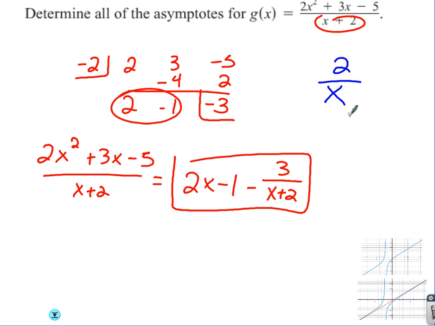Make x 2, 2 divided by 2 is 1. Make x 4, 2 divided by 4 is a half. Make x 8, 2 divided by 8 is 0.25, a fourth. Make x 100, make x 1,000, make x 10,000. You have 2 pieces of candy and you want to divide it amongst 2 people, no problem. Each person gets 1 piece of candy. Divide it by 4 people, each person gets a half piece of candy.